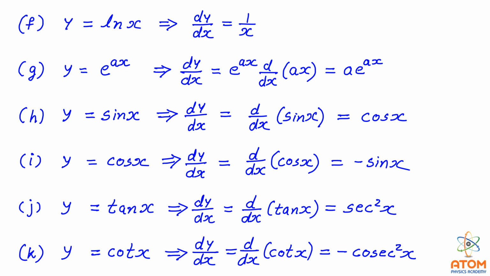In short, you can remember like this: differentiation of log x with respect to x is 1 upon x. Differentiation of e raised to ax with respect to x is a e raised to ax. Differentiation of sin x with respect to x is cos x. Differentiation of cos x is minus sin x. Differentiation of tan x is sec square x. Differentiation of cot x is minus cosec square x.